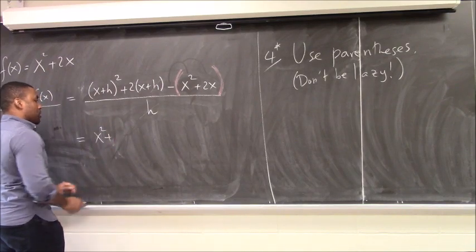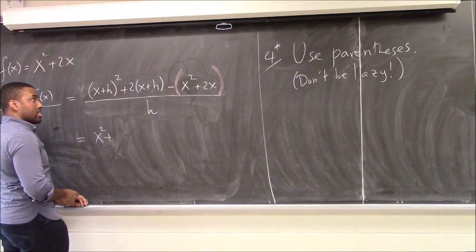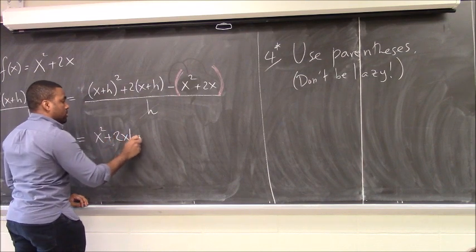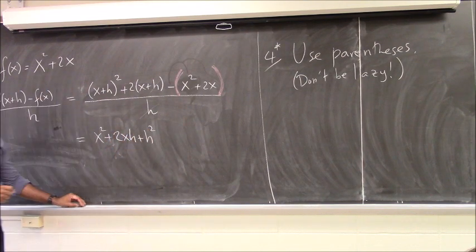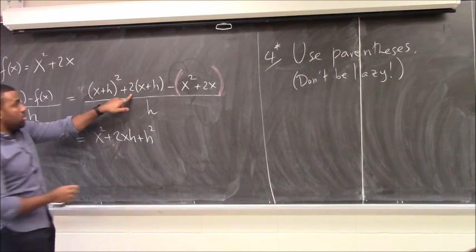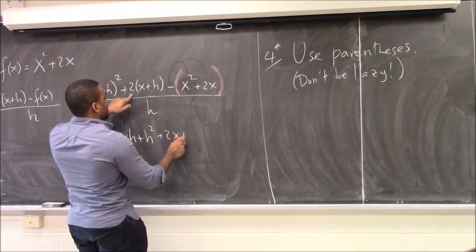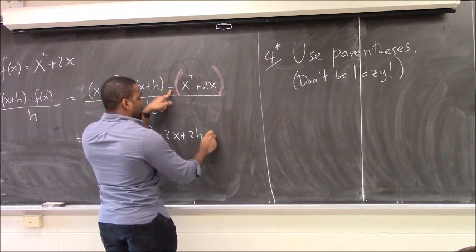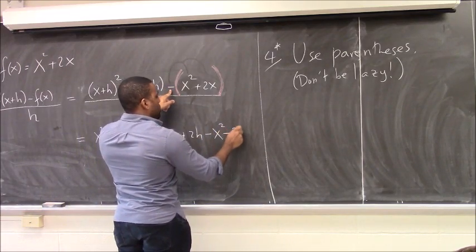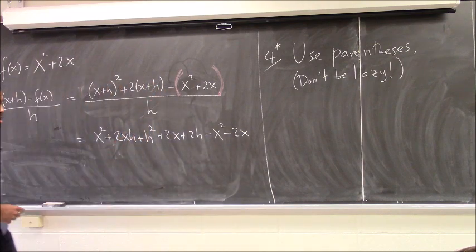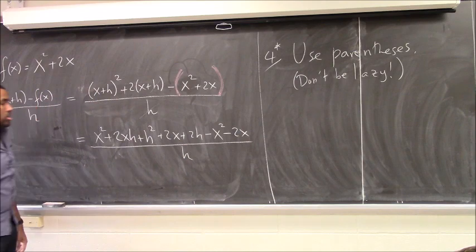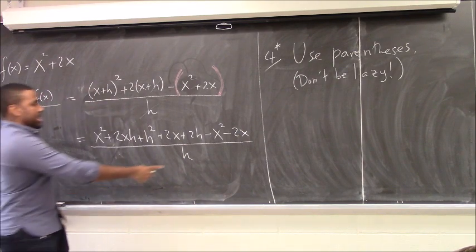Okay. So what is it? It's x squared plus 2xh plus h squared. Okay, that's the correct expression. This one? I'll just expand the parentheses here. This one, minus x squared minus 2x, right? All over h. Okay, well now I can cancel this h here.